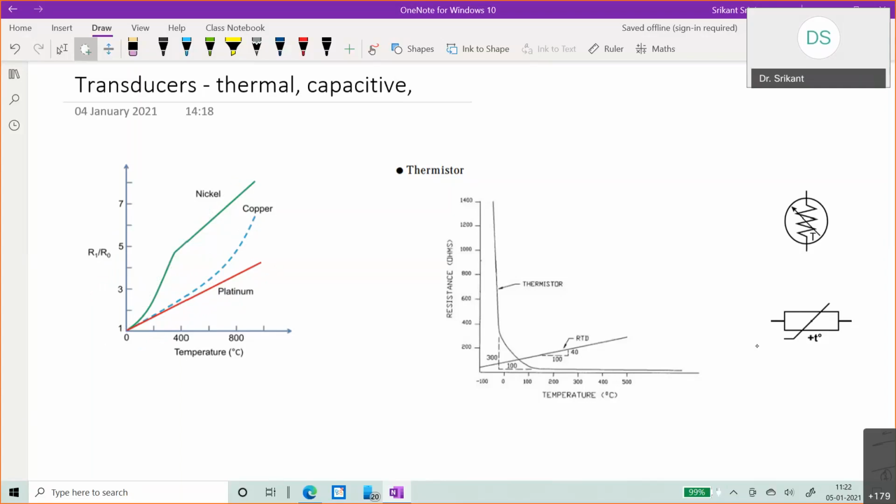Now, on the other hand, you can have some materials like ceramics or semiconductors where if you increase the temperature, then you're actually reducing the resistance of the material. So these are different kinds of materials. Okay.